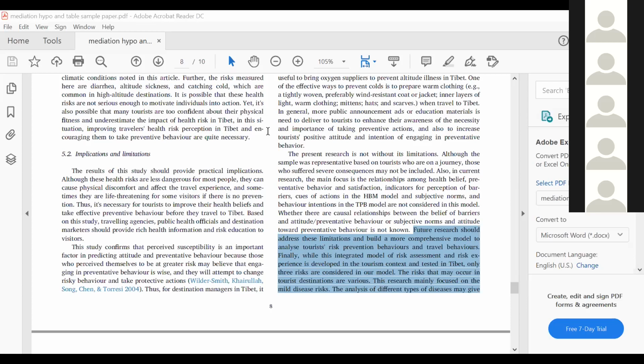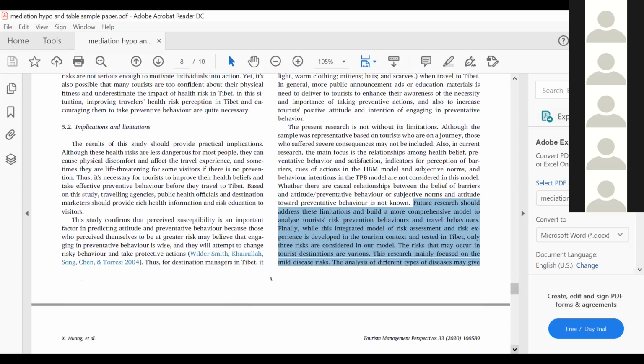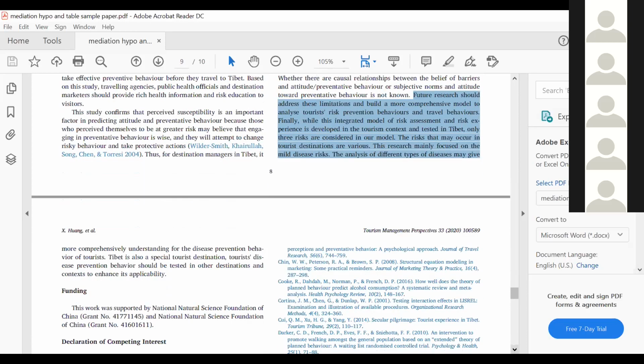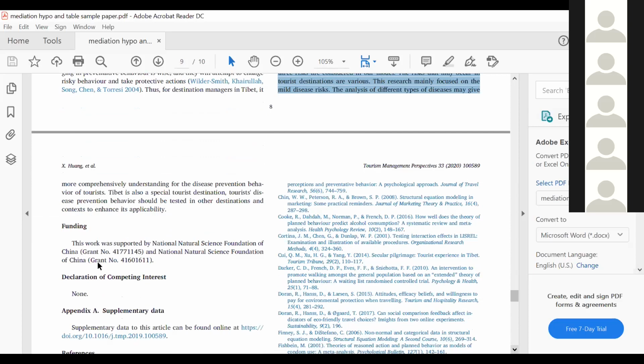So I hope you've read it. This is called Future Research Scope. This is another component which is to be a part of chapter number 5. And finally, this declaration, funding, all this you don't have to fill up.